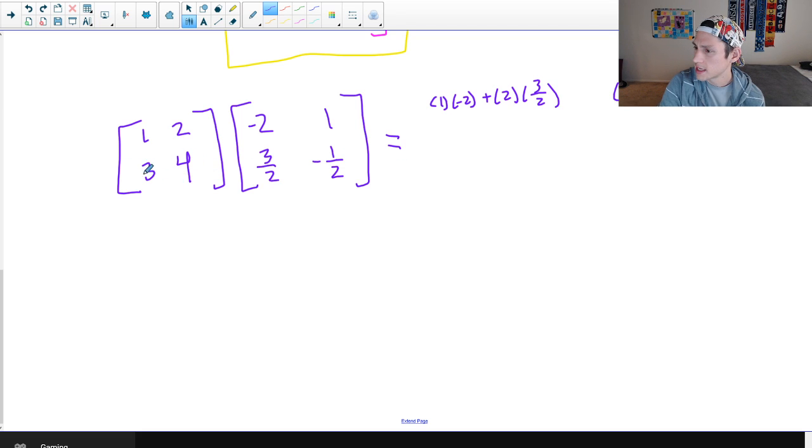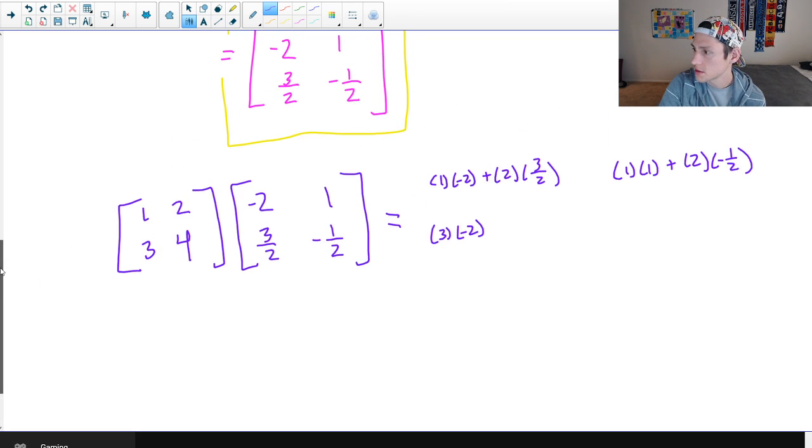Now I move down to the next row. So this row, the second row with the first column. So 3 times negative 2. Oops, can't really see that. Plus 4 times 1. And then the second row with the second column, 3 times 1 plus 4 times negative 1/2.